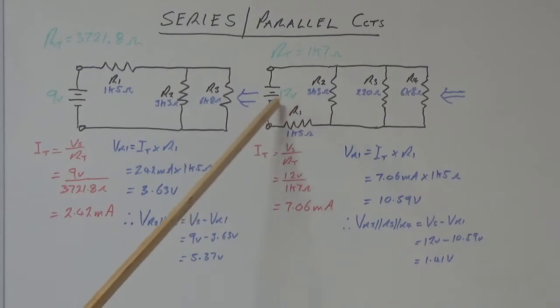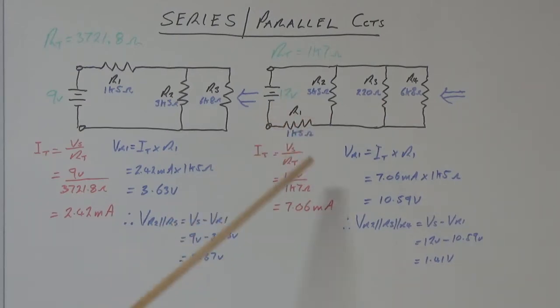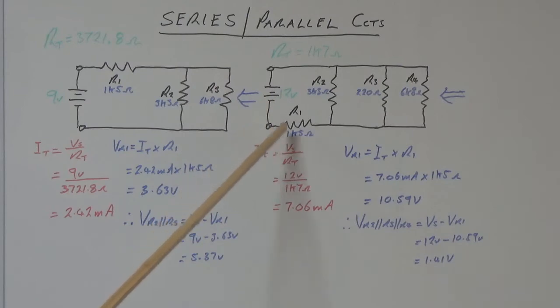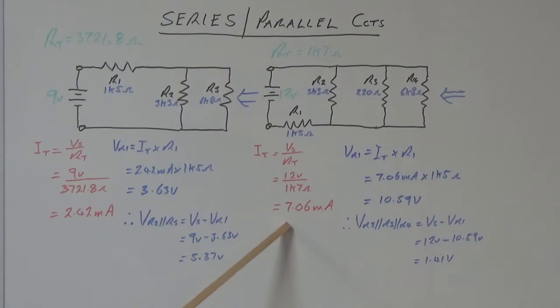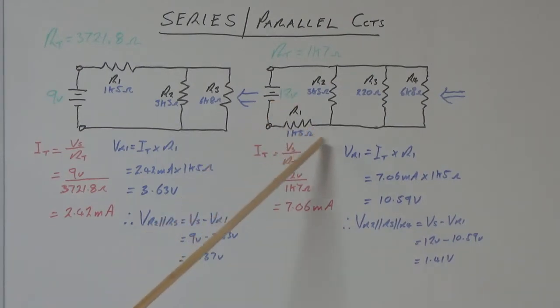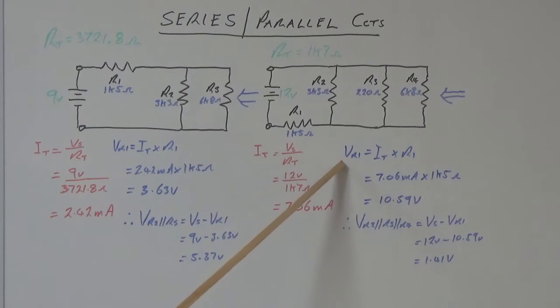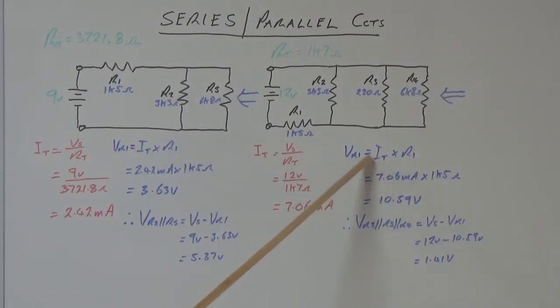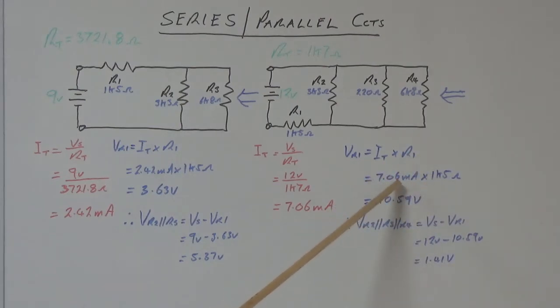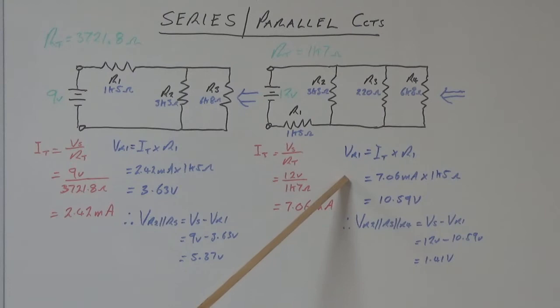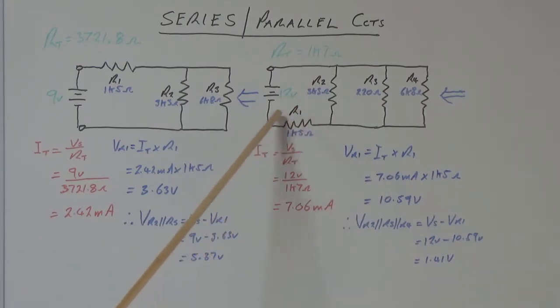We have to work out the voltage drop for R1 because that's where your total current is passing through, the same as the total current passing through here. So we know the total current, we know our supply voltage, and we know the value of R1. So the voltage drop across R1 is your total current times the resistance of R1, as you can see here, 7.06 milliamps times 1.5k, and the voltage drop across right there is 10.59 volts. So that's how much voltage we're losing just in that area there.